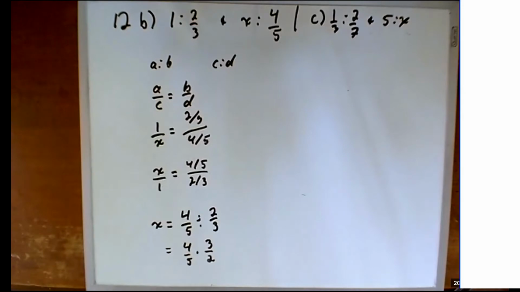When we turn something into a multiplication question, we always want to pause and see if there's anything we can simplify before doing our multiplication. And in this case, there is. 2 divides both 2 and 4. So that can go down to a 1, and that can go down to a 2. And then I can go ahead and multiply these. 2 times 3 is 6. 5 times 1 is 5. So x is going to be 6 over 5.